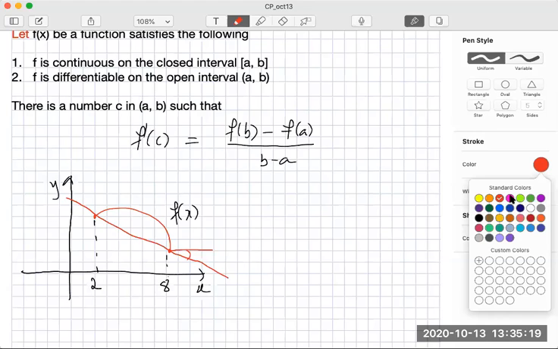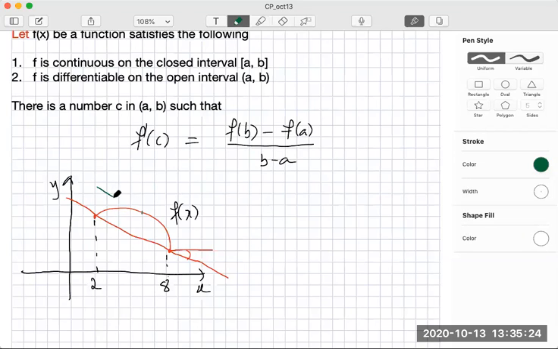And it says that there is a number between this interval such that the tangent line at this point will be parallel to this secant line. This is what it says. The f prime at C will be the first derivative, or the slope of the tangent line. And according to this formula, we see that these two lines are parallel to each other.